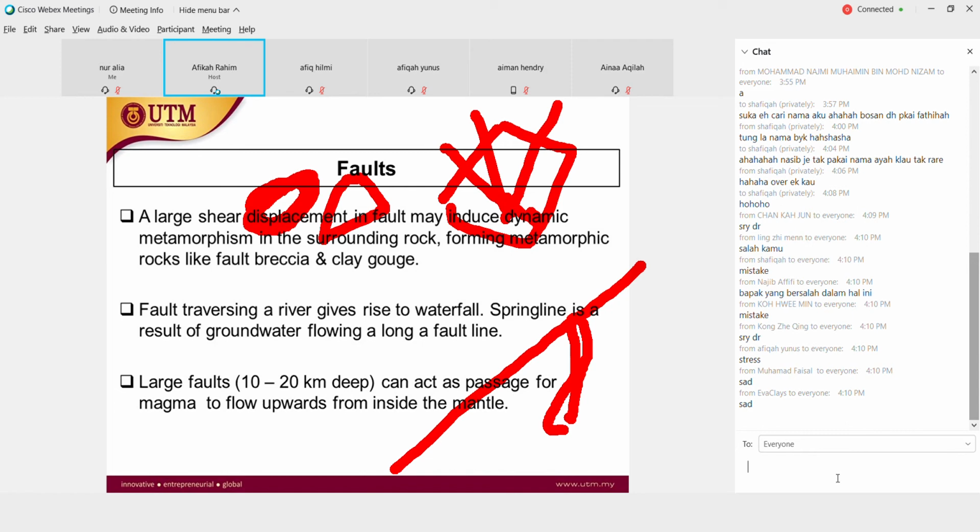A spring line is a result of groundwater flowing along a fault line. Large faults, 10 to 20 km deep, can act as a passage for magma to flow outwards from inside the mantle. Same as what we explained on metamorphism.